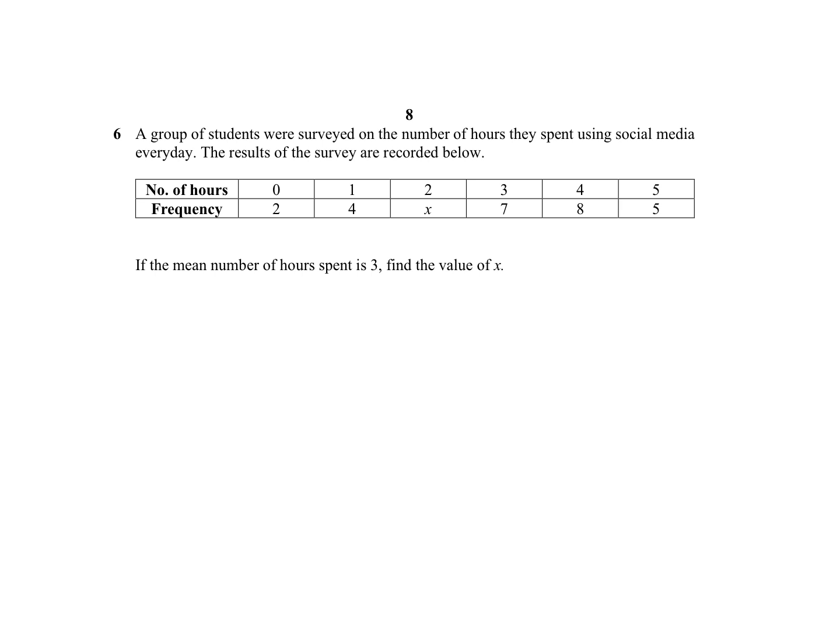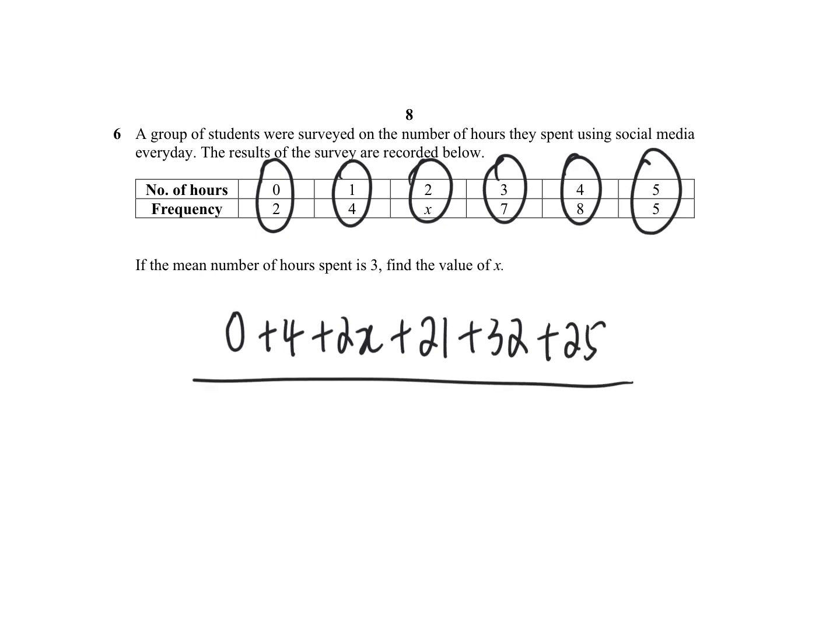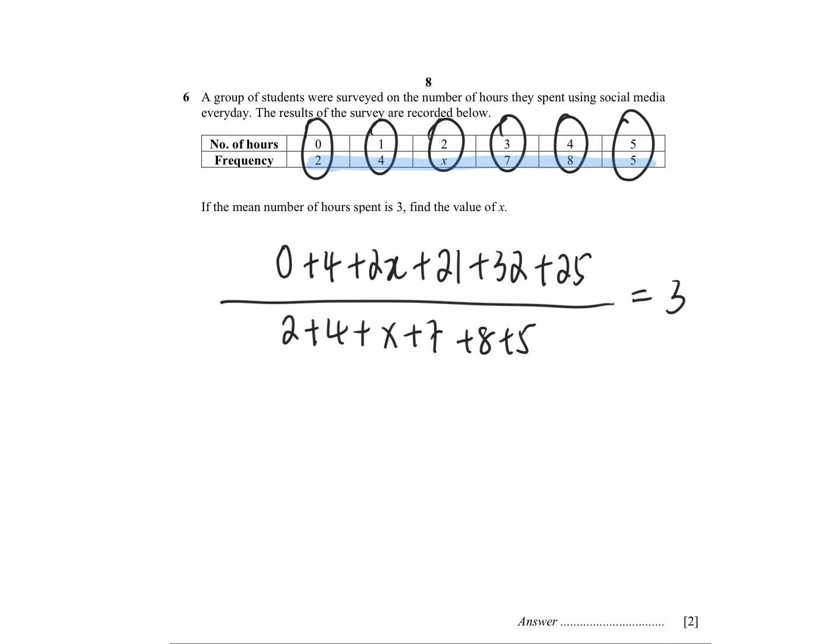Okay. So 0 times 2 is 0. 1 times 4 is 4. 2 times x. 3 times 7. 4 times 8. And 5 times 5. Divide by the total frequency here. So you go and add in 2 plus 4 plus x plus 7 plus 8 plus 5 equals to 3. So I need to see this.